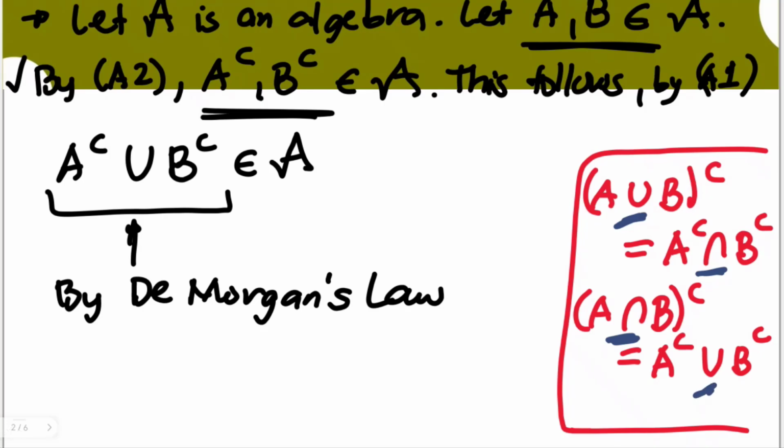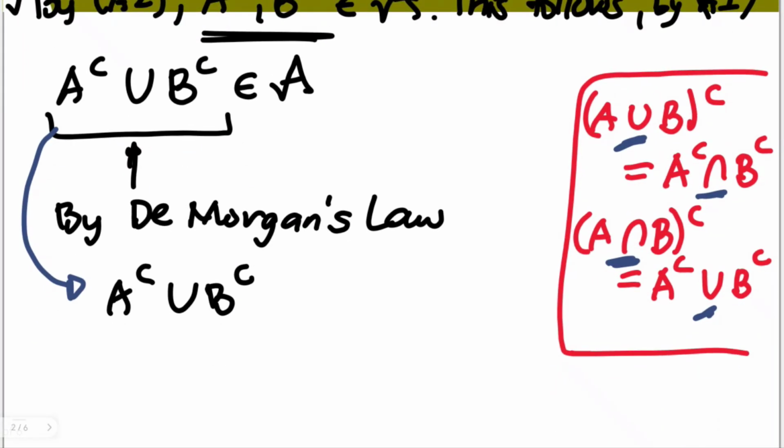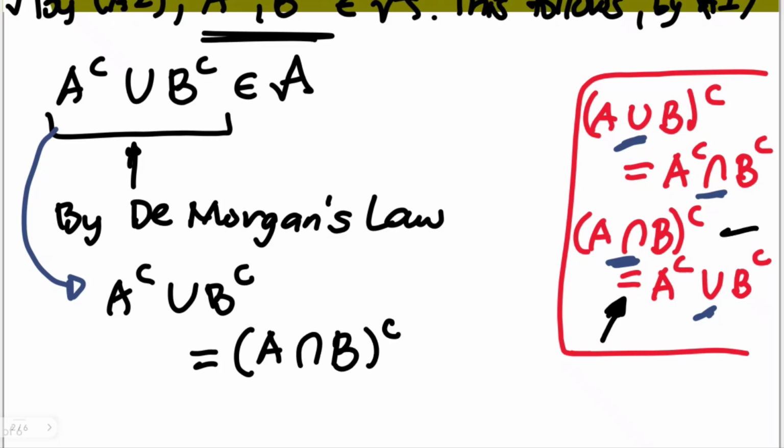Now, from this part here, since we're able to establish that the union of the complements of A and B is an element of script A, that would mean, according to De Morgan's law, specifically this second statement here, that its equivalent, which is the complement of their intersection, is also an element of your script A. That's according to De Morgan's law.